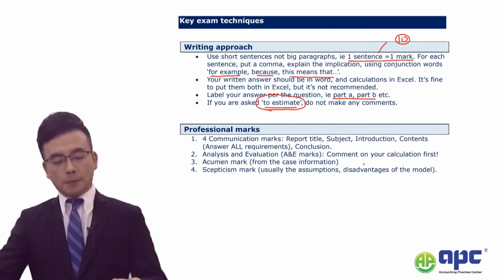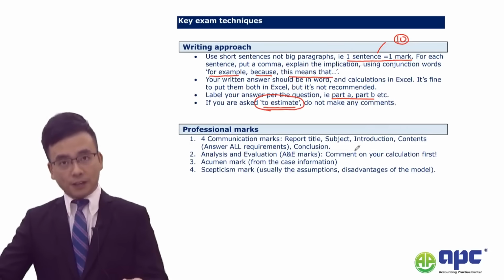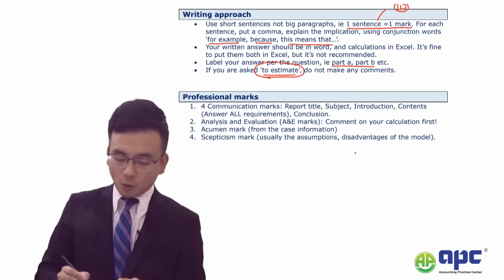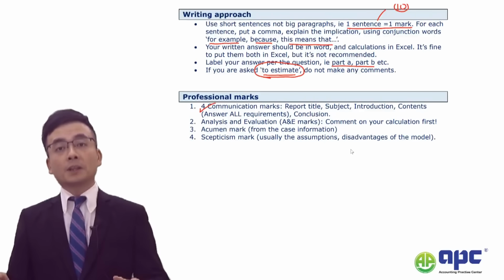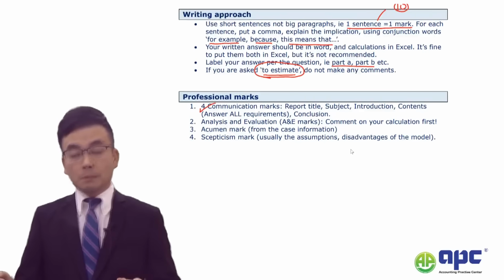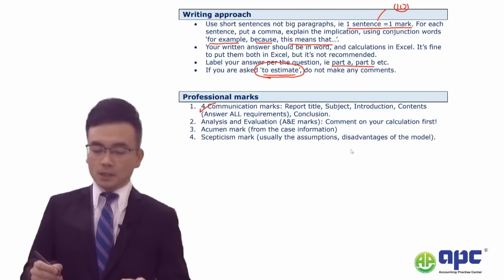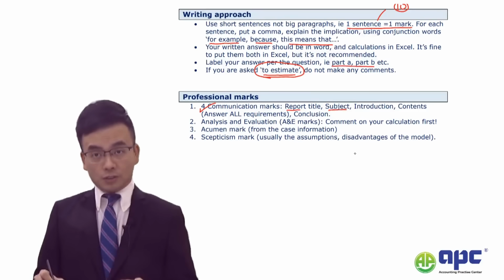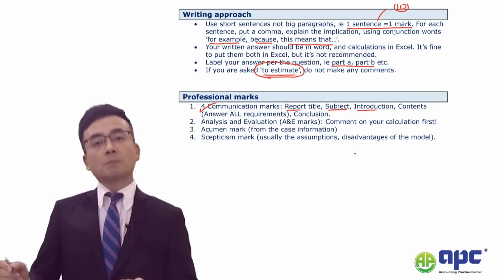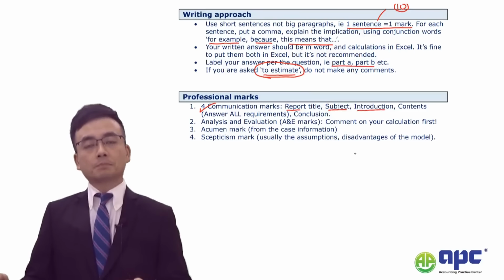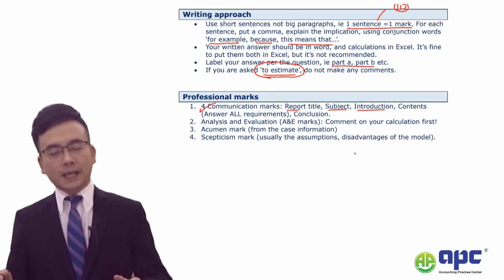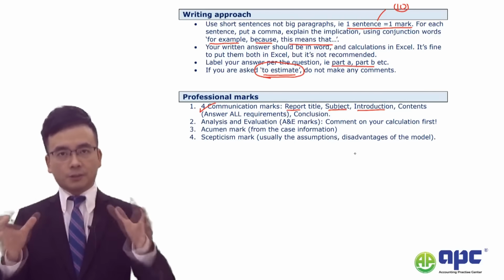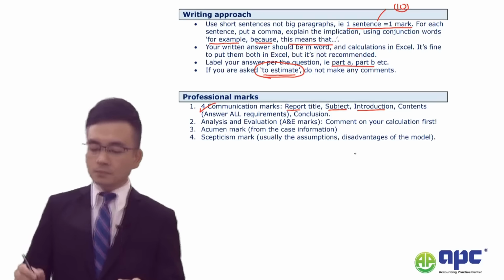So in this paper, there are professional marks. For example, there will be 4 communication marks, where you can easily get them by simply telling the examiner, here's the report, subject, what you're trying to talk about, a very simple introduction. Okay, just copy and paste the requirements from the case, and that's fine. And using, for example, 2-line sentences.